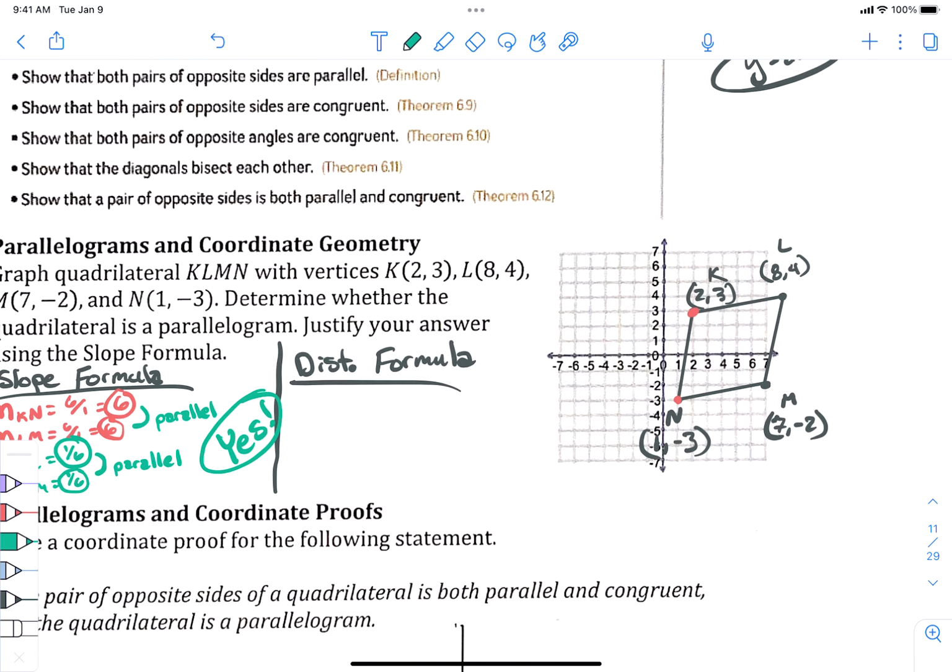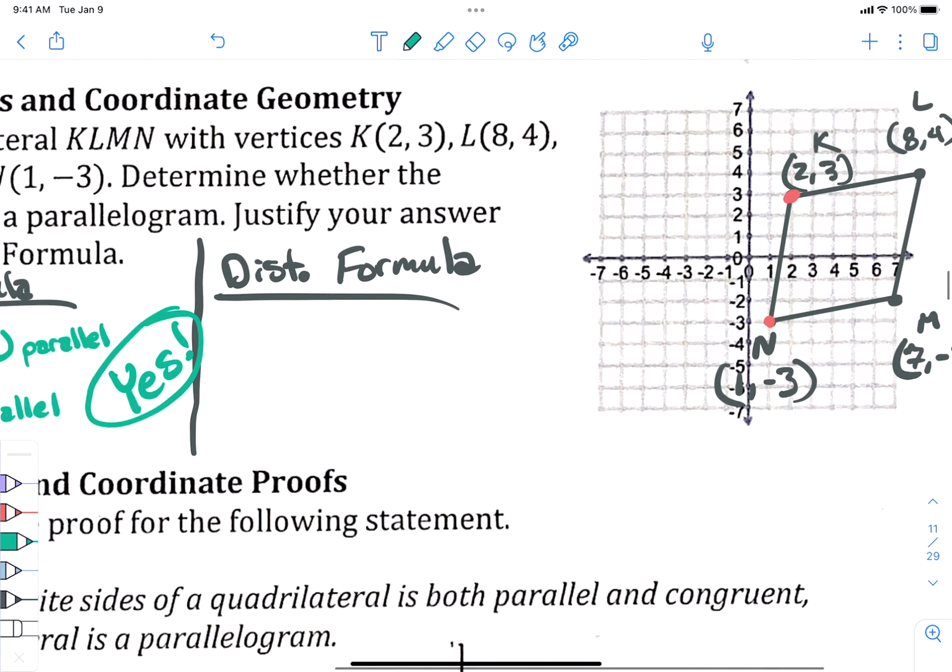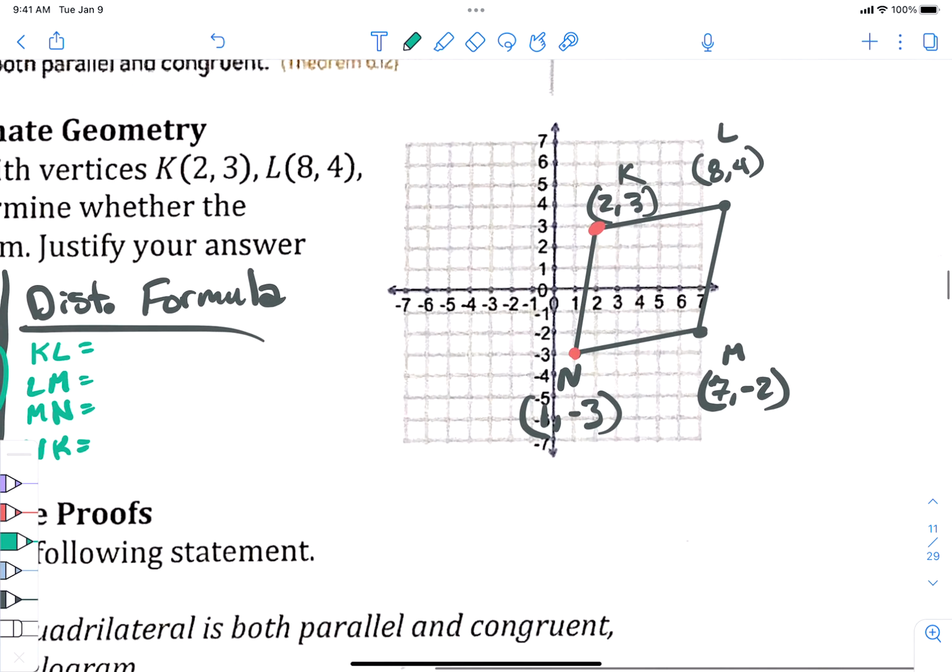Now we're going to do the distances instead. Again, you'll only have to do one or the other on your homework assignment. We're going to do the distance from K to L, from L to M, from M to N, and from N to K. I don't care how you label these, but there's that. We're going to do just the distances.